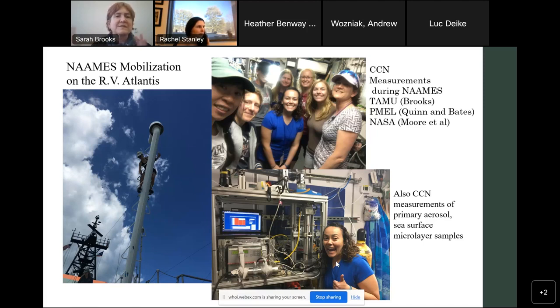We were not the only group doing this. So as a team, NAAMES had plenty of CCN measurements, which is why we were really able to get at some of these details. So the Bates and Quinn measurements were also taken from on board the ship. And then Rich Moore led CCN measurements from the C-130 aircraft aloft. And finally, my graduate student, Brianna Henriksen, whose work I'm featuring here, went the extra mile and actually collected sea surface microlayer samples so that she could look at more specific details and look at the CCN activation at home.